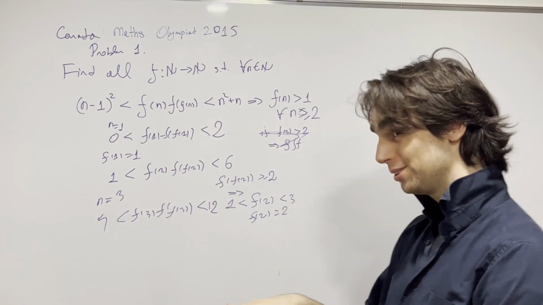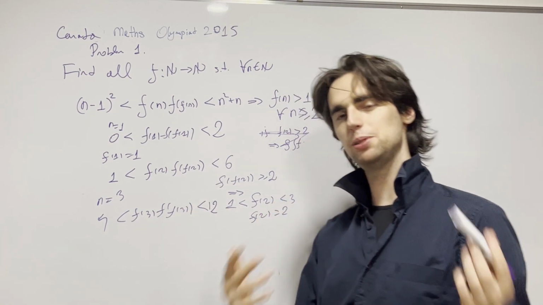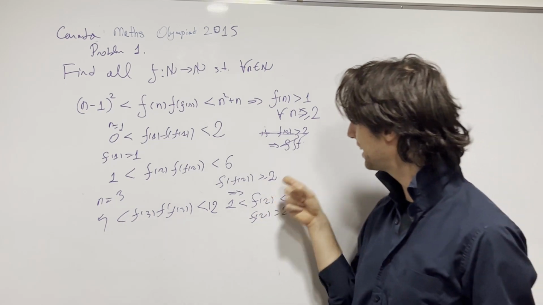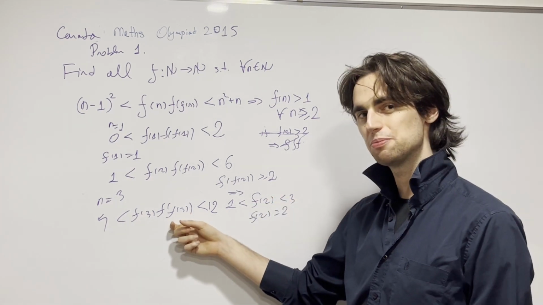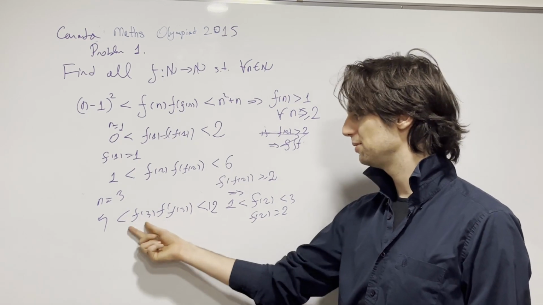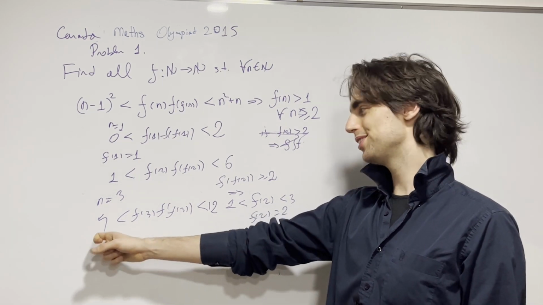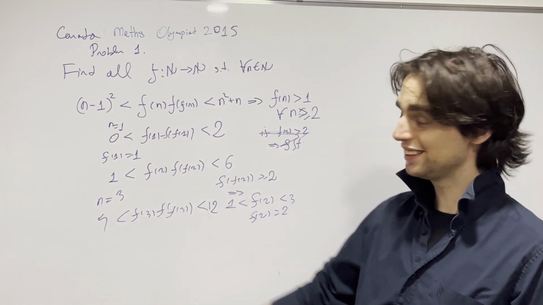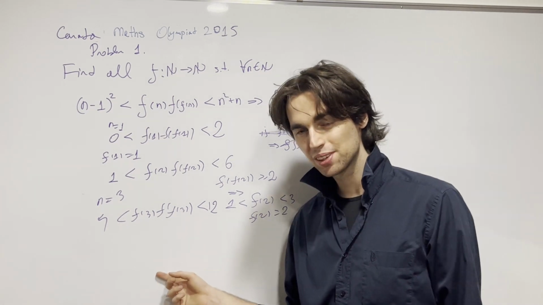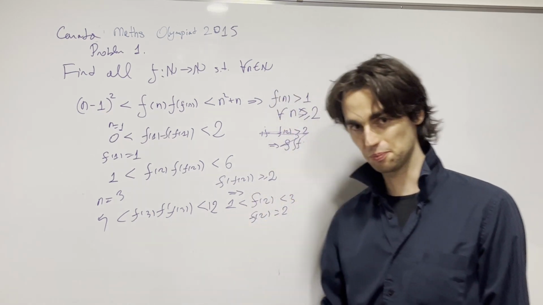Hey, what did you do? So f of 3 can't be 1. Can it be 2? No, because if f of 3 was 2, then this would also be 2, and then we'd have 2 times 2. Oh, no, you don't. You can't have it be that. So f of 3 can't be 2.